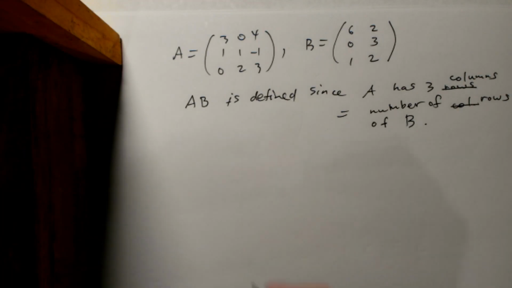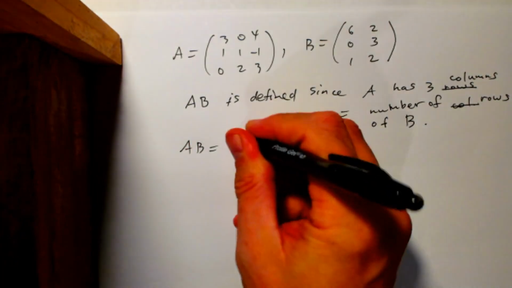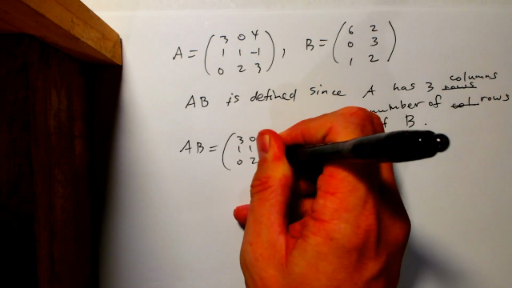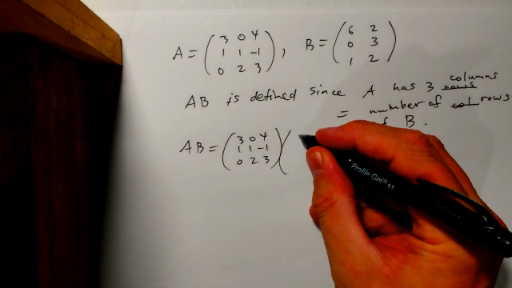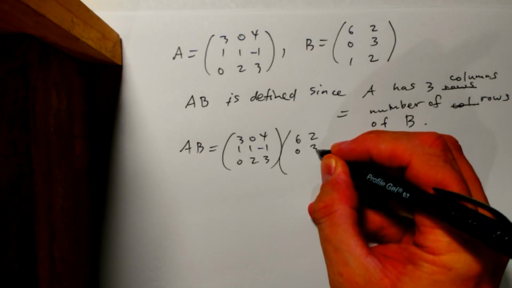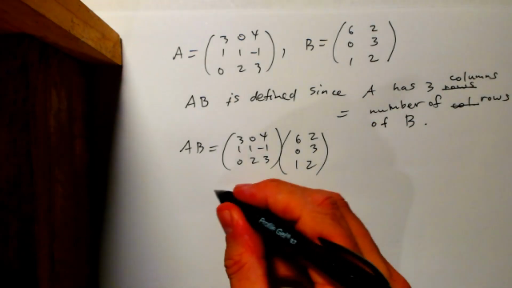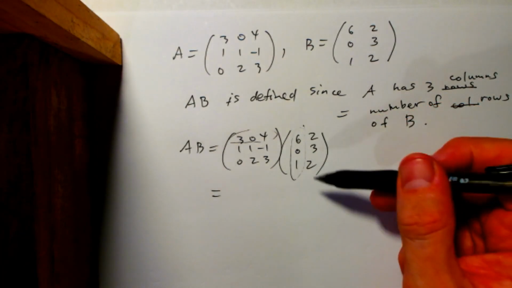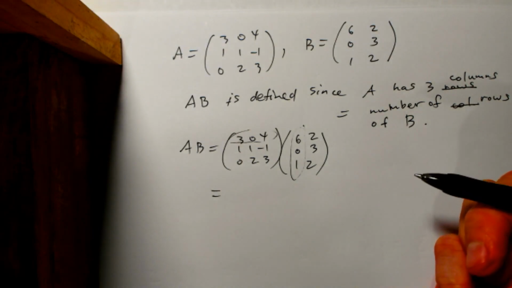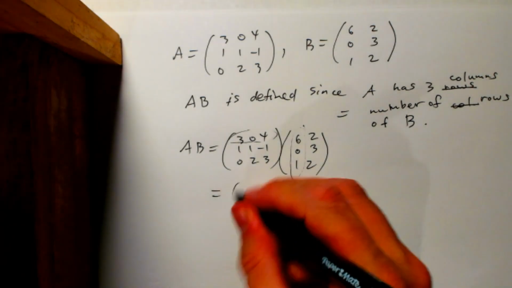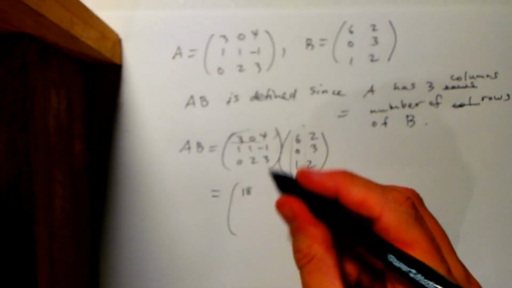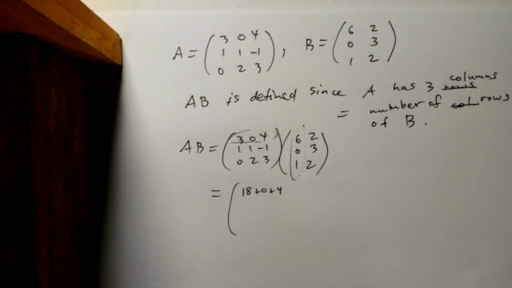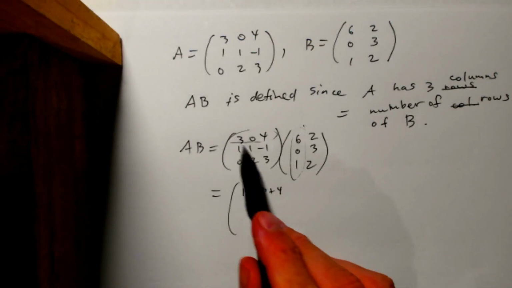Now let's calculate it. So AB equals, we'll write this out, 3, 0, 4, 1, 1, minus 1, 0, 2, 3. Then we'll put B next to it, 6, 2, 0, 3, 1, 2. Okay, I'm taking this first row and matching it with the first column and doing what is like a dot product of the two, right? So 3 times 6 is 18. Then we have plus 0, then plus 4.